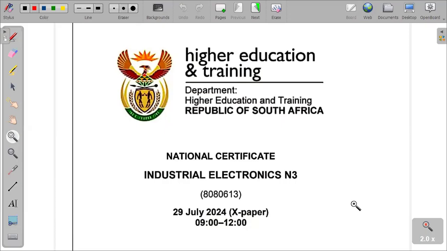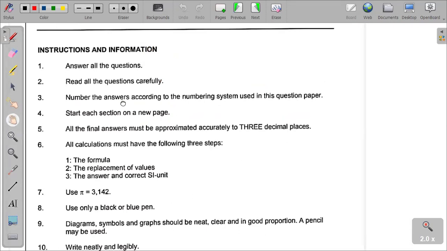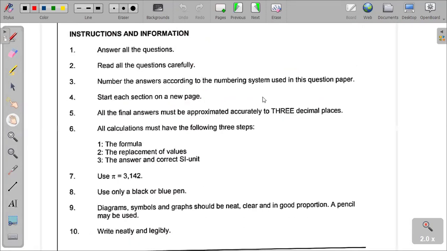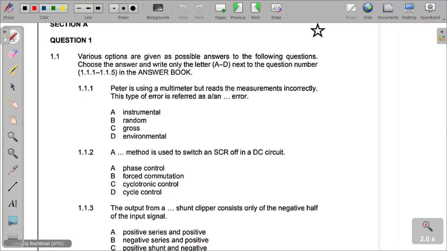For the sake of time and progress, I will ignore the instructions for now, but I do advise that when we are in the exam, kindly go through the instructions to understand them. It's very, very important, most particularly where it says, for example, that final answers must be approximated accurately to 3 decimal places. It's very important, as a matter of fact, to go through all instructions to understand them. So I'm starting at Section A, Question 1.